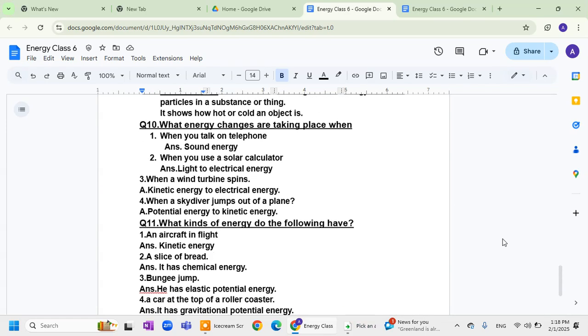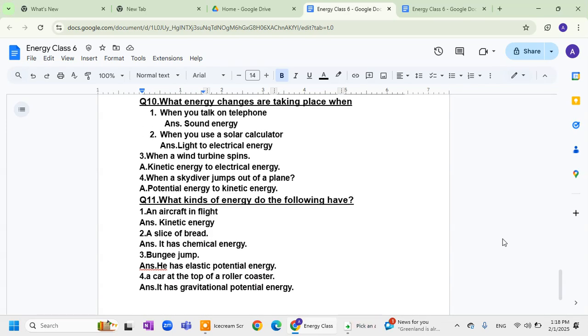Question 11. What kinds of energy do the following have? Number 1, an aircraft in flight. It has kinetic energy because it is moving, and the other name of moving energy is kinetic energy. Second, a slice of bread has chemical energy. Number 3, a bungee jumper has elastic potential energy. And number 4, a car at the top of a roller coaster has gravitational potential energy.